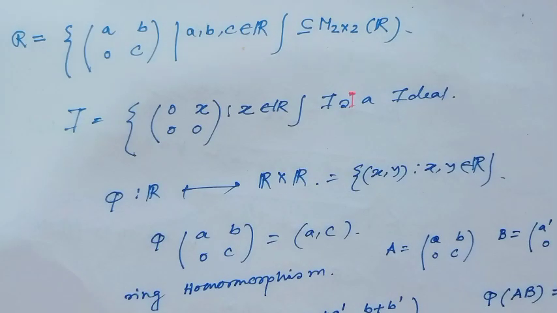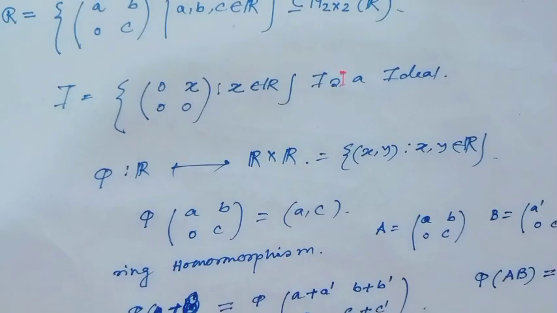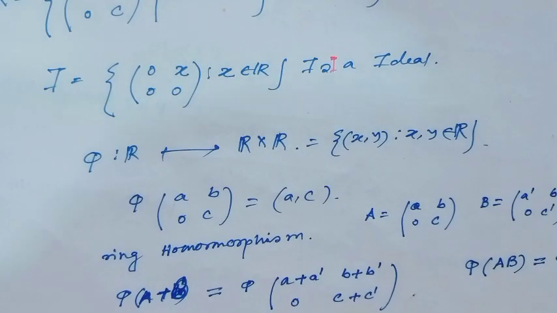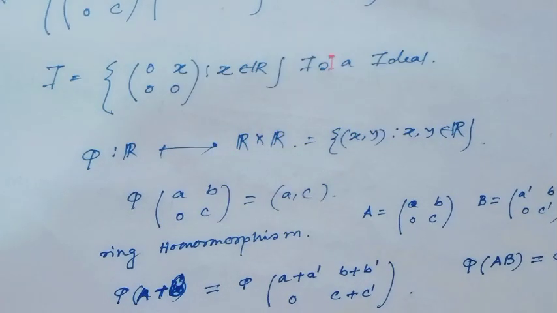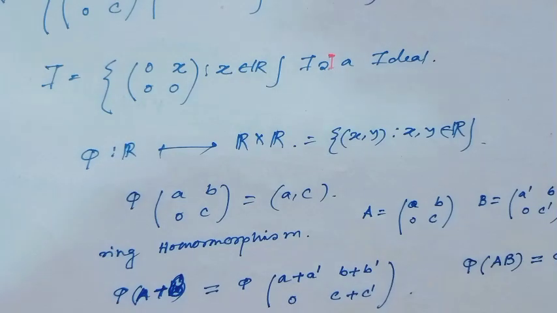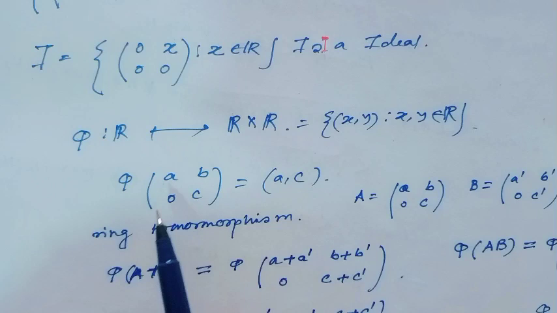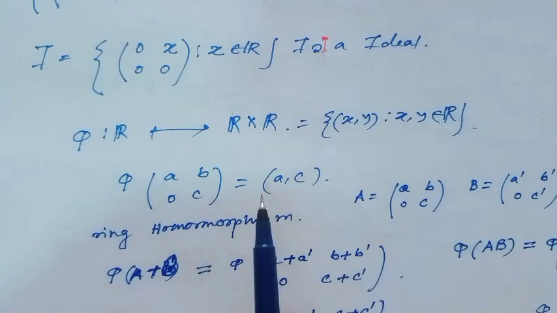For this, consider one mapping phi from R to R cross R. Obviously R cross R means the set of those elements (x, y) such that x, y belong to R, and the mapping is of this type: phi of (a, b, 0, c) equals (a, c).